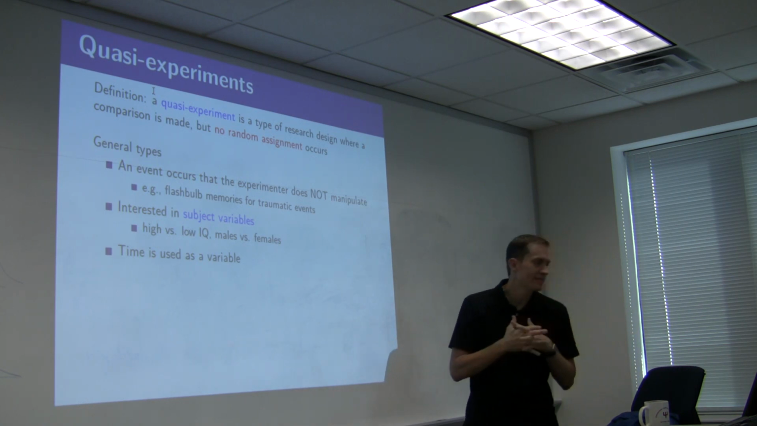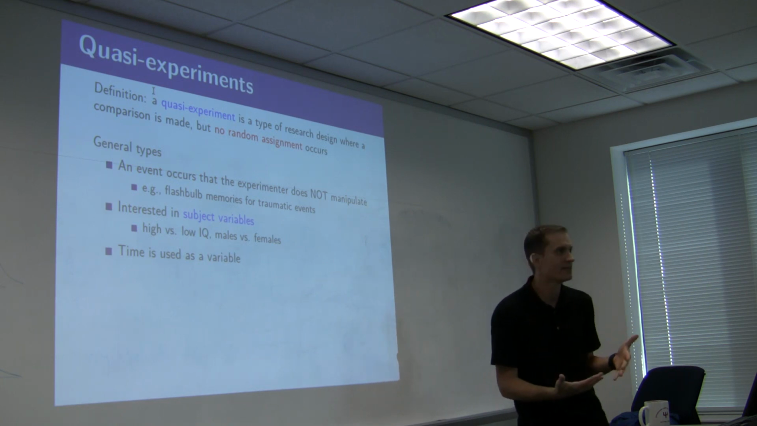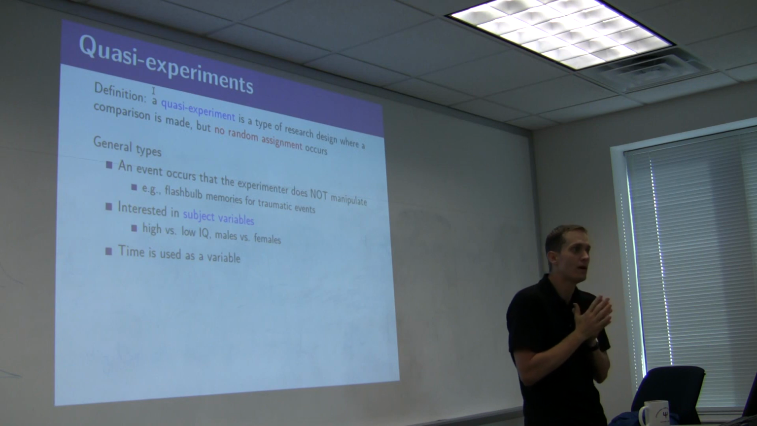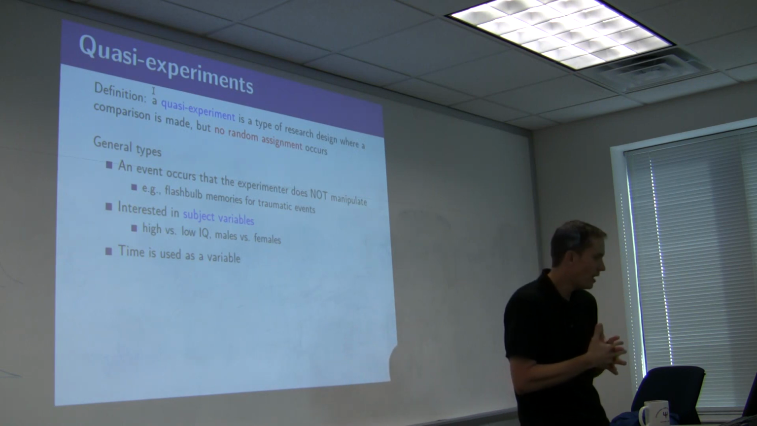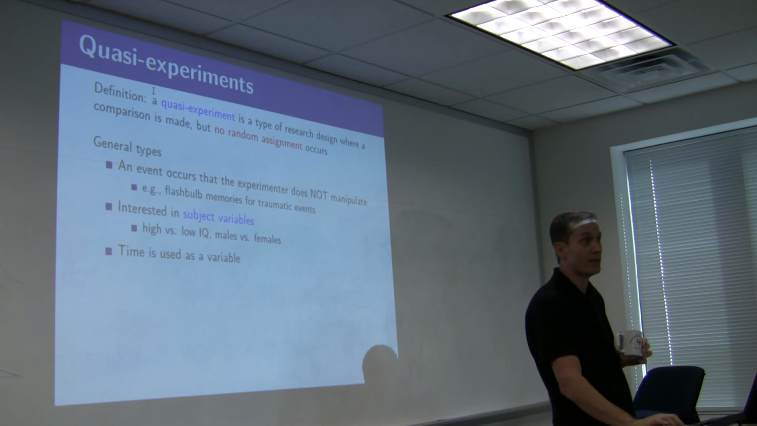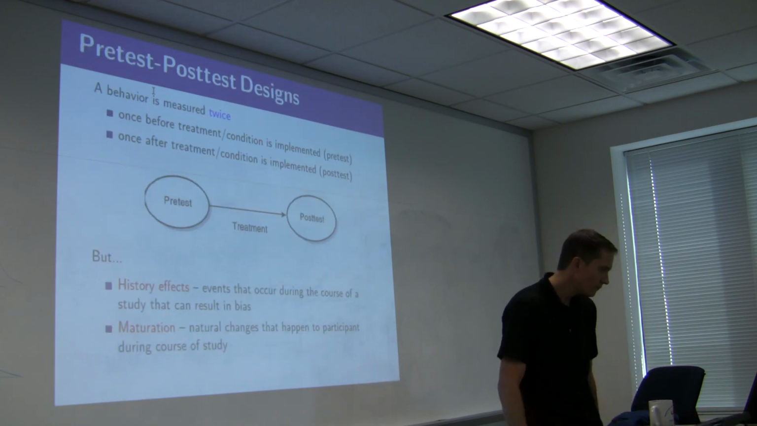You might be interested in subject variables like high versus low IQ. Again, you can't randomly assign someone to one of those groups. You can't randomly assign someone to be a male or a female for the day. And so there are many different types of times when you cannot do a random assignment. In that case, you call it a quasi-experiment and move on.